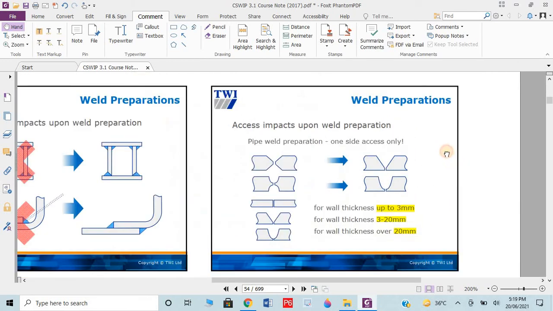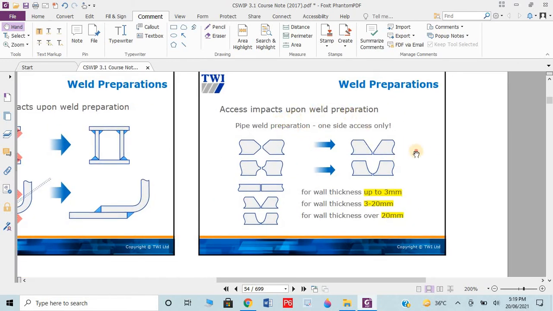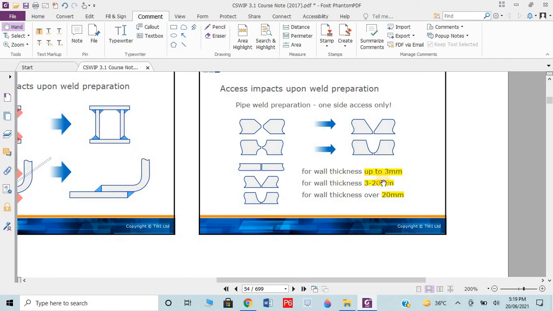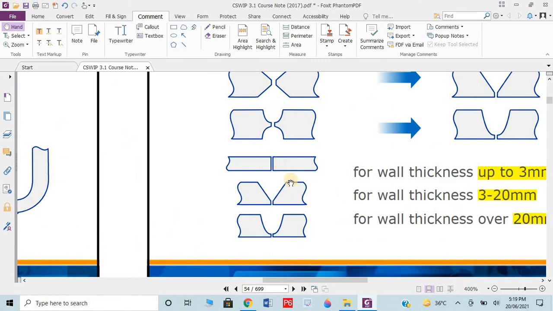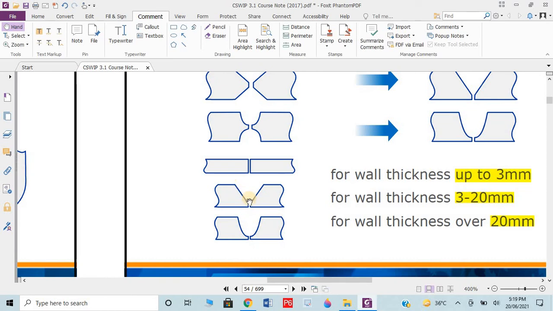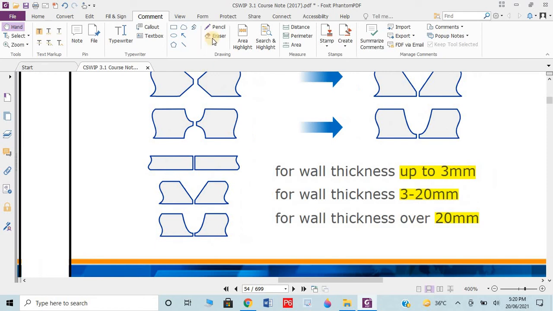Okay. Axis impact on weld penetration. If the wall thickness is up to 3 mm, then we have a square joint. If the wall thickness is 3 to 20 mm, then we need to make a weld joint with V bevel, V angle. If over 20 mm, then we need a U joint. This is important from the examination point of view.